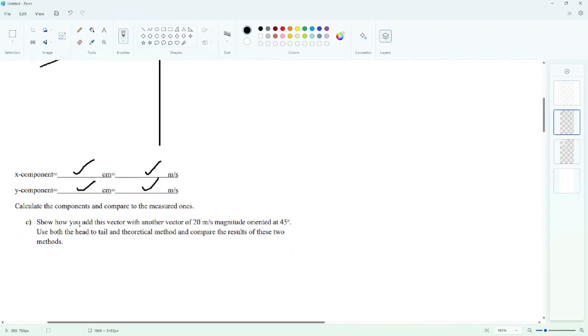Lastly, show how you add this vector to another vector with a magnitude of 20 meters per second, oriented at 45 degrees. Use both the head to tail and theoretical method, and compare the results of these two methods.